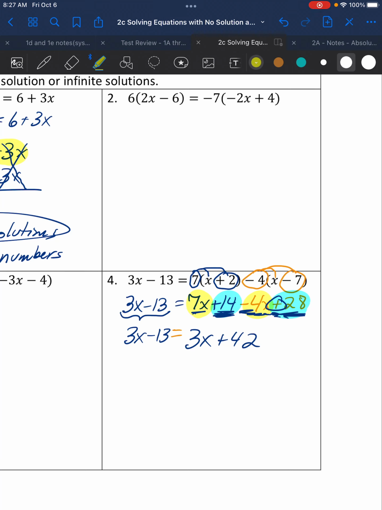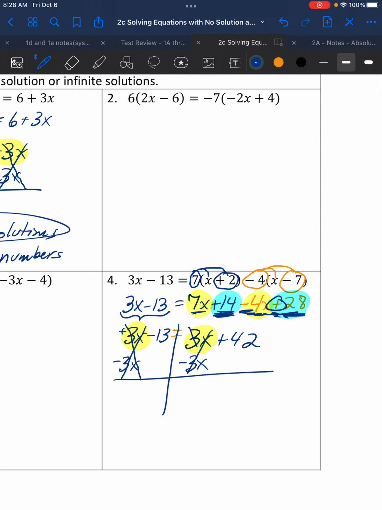Now let's look at if we have any like terms on opposite sides of the equal sign. We do. So let's get those together. On opposite sides, we have to do opposite operations. So instead of plus, it's minus. 3x minus 3x is 0. 3x minus 3x is 0. That's negative 13 equals 42. That doesn't make any sense. Negative 13 can't equal 42, so that'd be no solution.